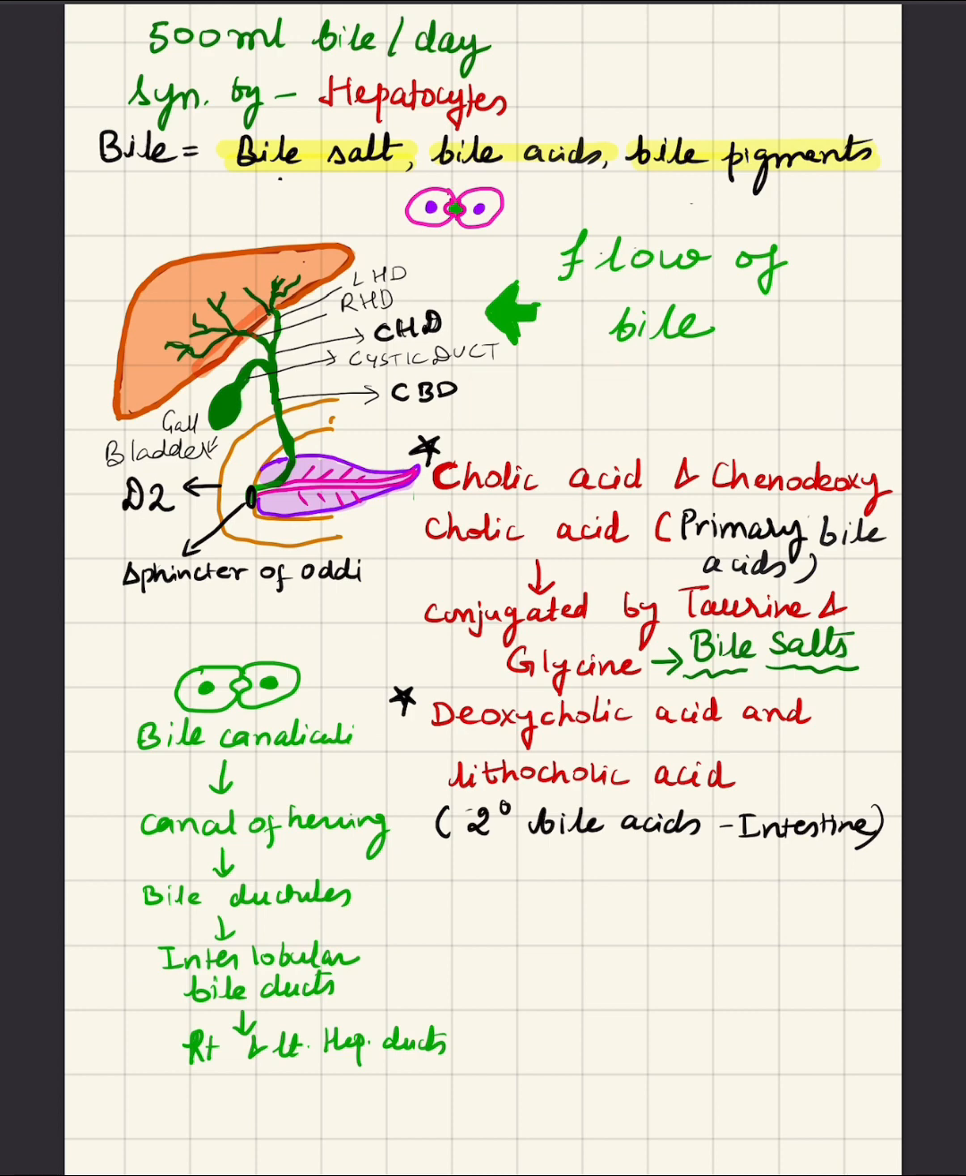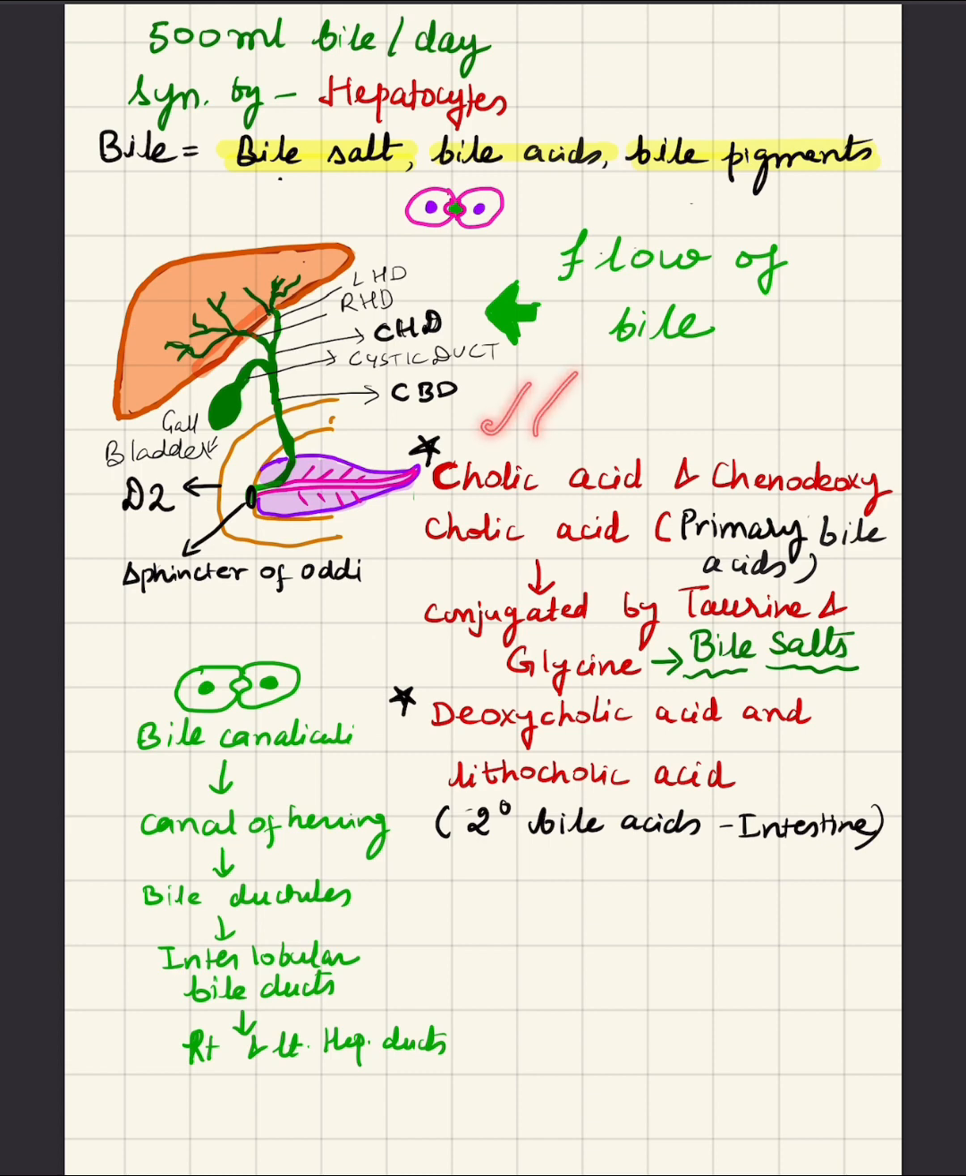Now the CBD will go and combine with the pancreatic duct in the substance of the pancreas, and when both of them combine, they will open into the ampulla of Vater, which is present in the second part of the duodenum, guarded by the sphincter of Oddi. So this is how the bile flows.